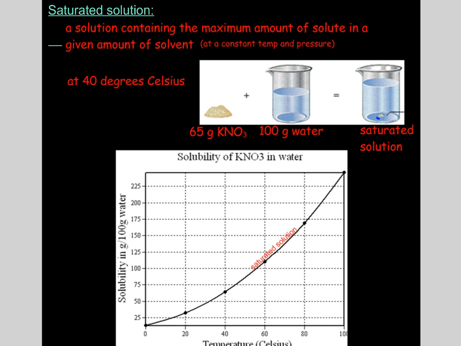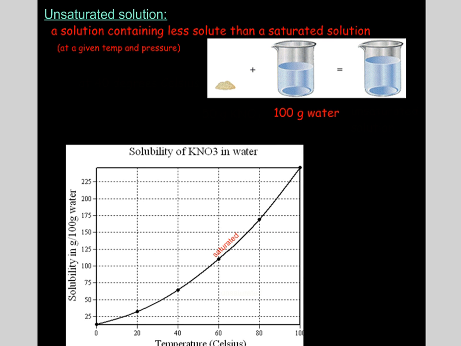So anything on that line is a saturated solution. An unsaturated solution is a solution containing less solute than a saturated solution. So let's stay with our 100 grams of water. Now at 40 degrees Celsius, we're going to put in 50 grams of KNO3.